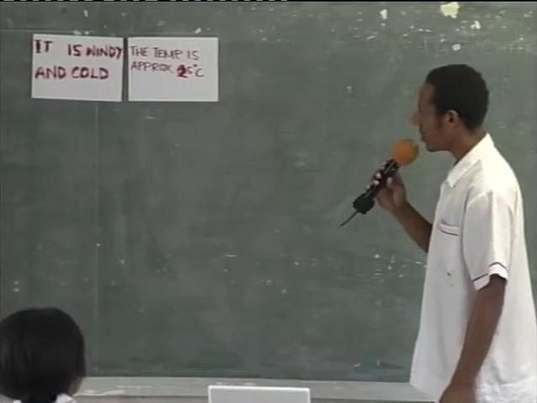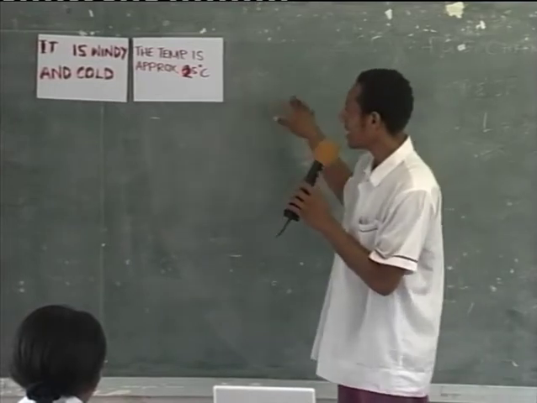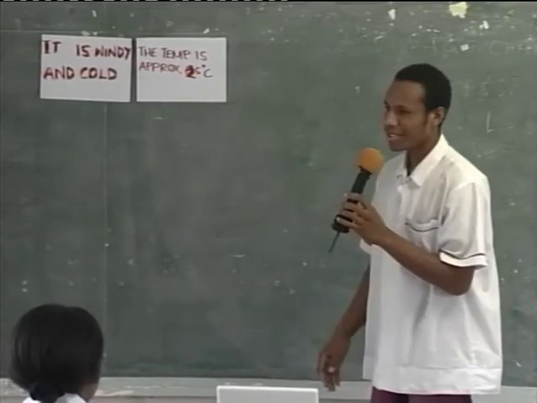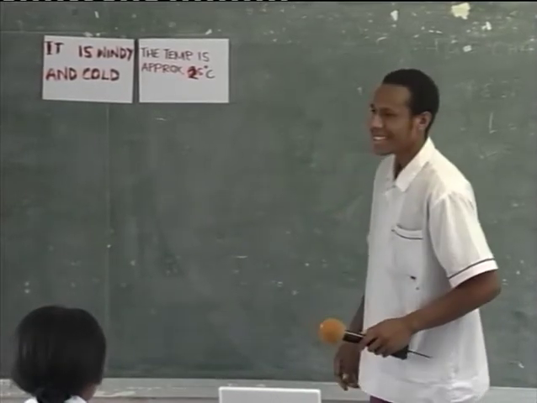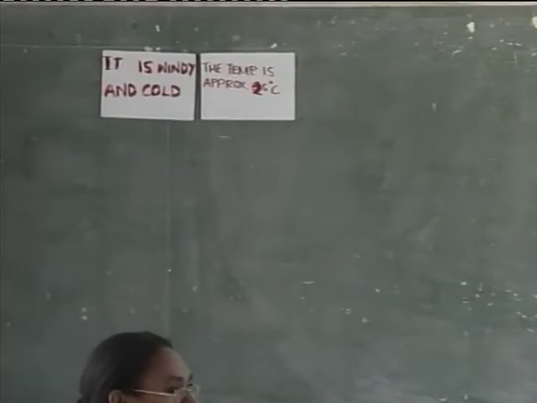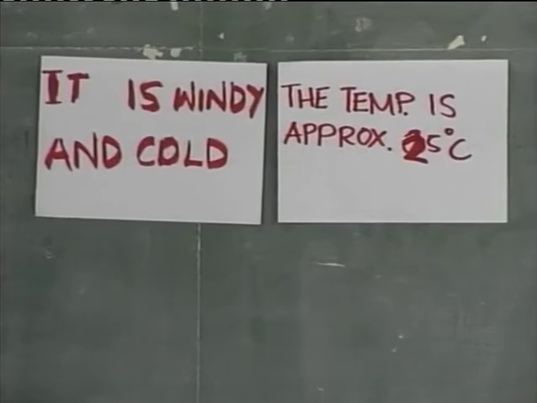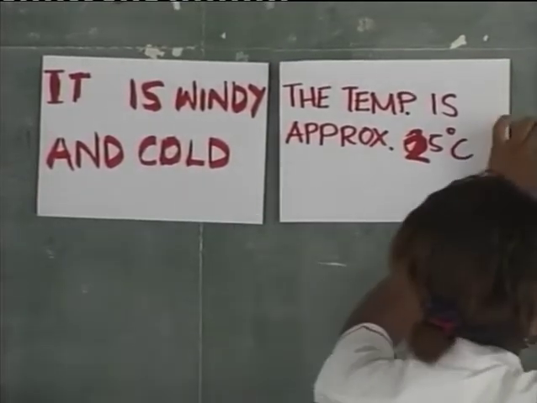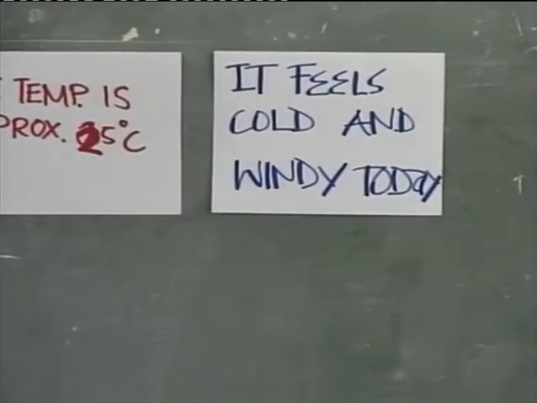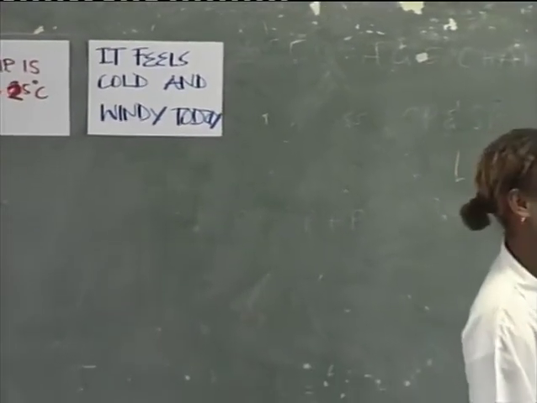It is windy and cold. Also, the temperature is approximately about around 25 degrees Celsius. Okay, that's the statement from that group. Thank you. Val, your group, quickly. It feels cold and windy today. That's what our group came up with. Okay, good. Thank you. Next group.